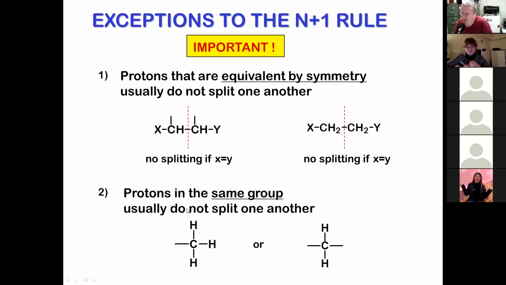Protons in the same group usually do not split each other. So it's usually a neighboring group thing, right? So these, like a CH3, it's not like the CHs split each other. The CH3 is just a CH3, right? It's just a single signal. Same with a pair of CHs, like in a CH2. There's going to be a couple exceptions to this, but this is a pretty general rule for now. Okay, all right.